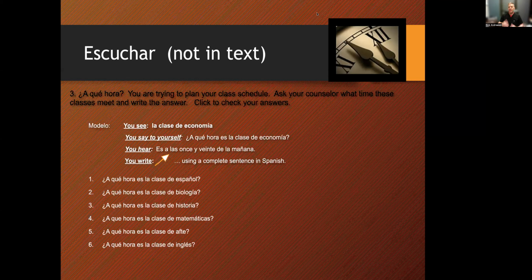Okay, this is our last exercise. This is not in the text, but I wanted to add something in here for you. The context is that you're asking a counselor what time different classes meet. You're going to read, for example, la clase de español. You're asking yourself, ¿a qué hora es la clase de economía or español? You're going to hear the recording give you the answer: Es a las 11:20 de la mañana. You're going to write, using a complete sentence, what you hear the person say.